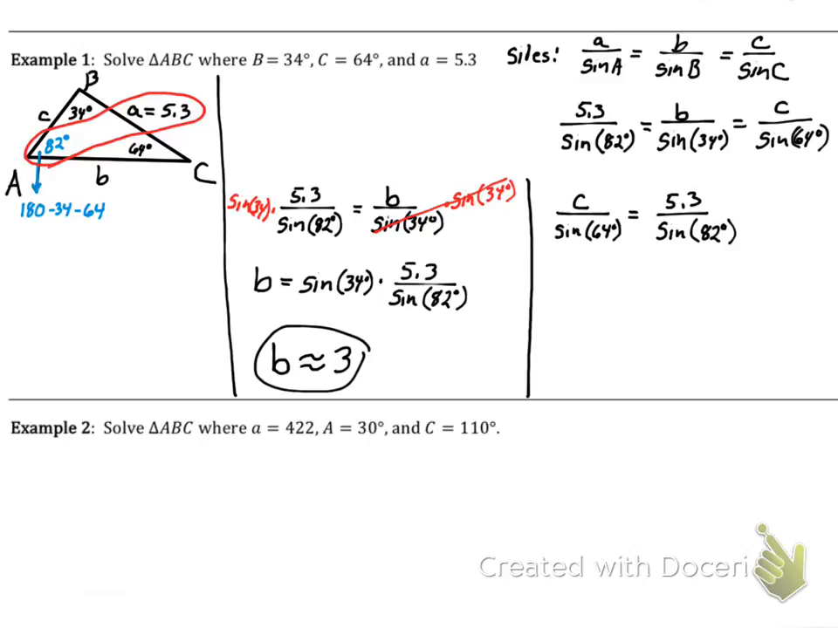So we just basically take the one that we know all the information for and compare it to the other ones. We multiply both sides by sine of 64, and we come up with C equals sine of 64 degrees times 5.3 over sine of 82 degrees. And this one I completely forgot the answer to, so I'm going to look it up before someone gives me the wrong answer. You should get about 4.8.